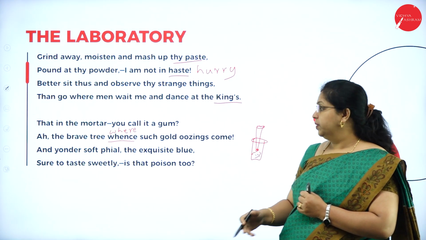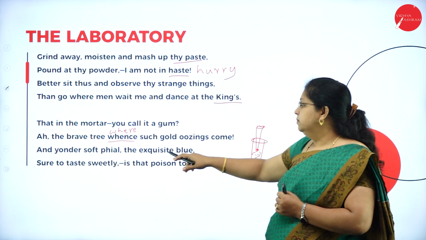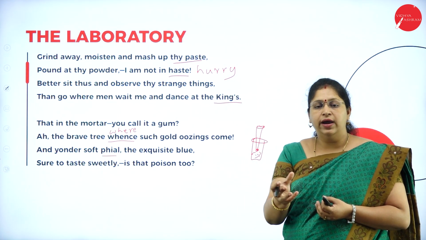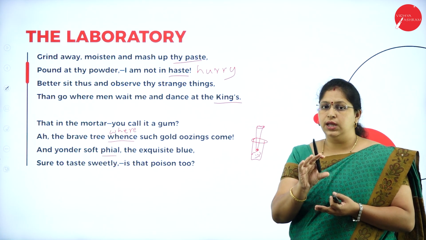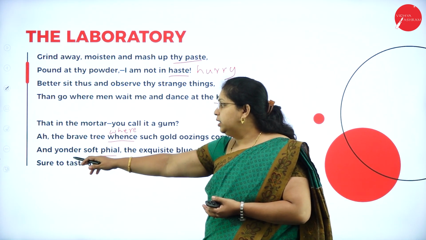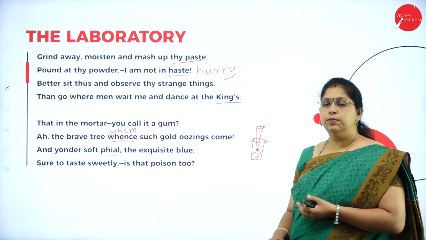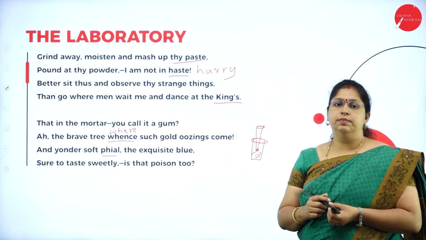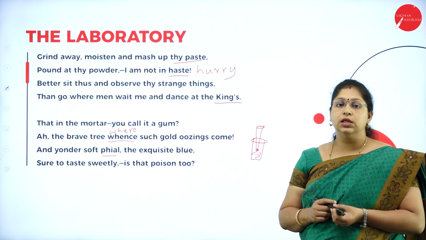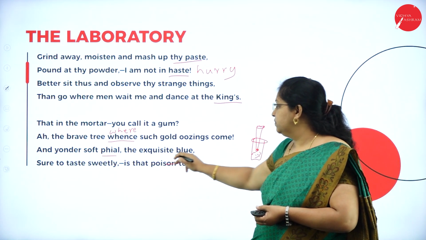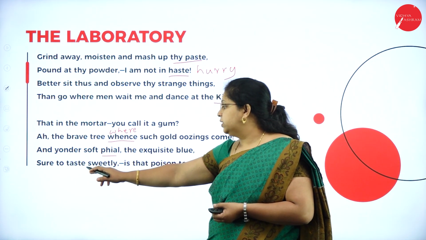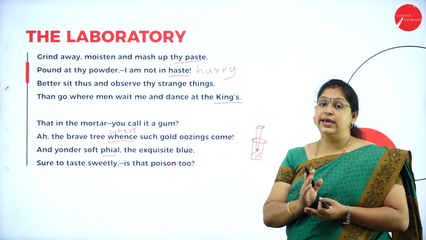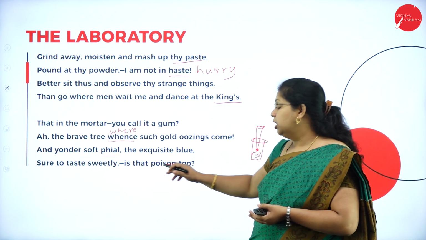"And yonder soft phial, the exquisite blue." Here, phial means the vial or the bottle; the glass bottle used in the laboratory is called a phial. So, usually poison is in blue color. We have the imagination, or we believe, that poison is blue. So she is calling that exquisite blue. "Sure to taste sweetly." So she is also adding that the poison should taste sweet.